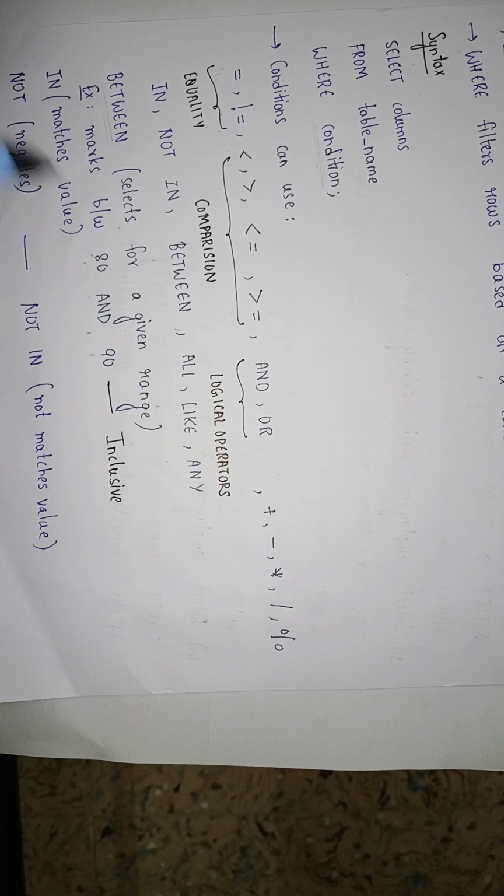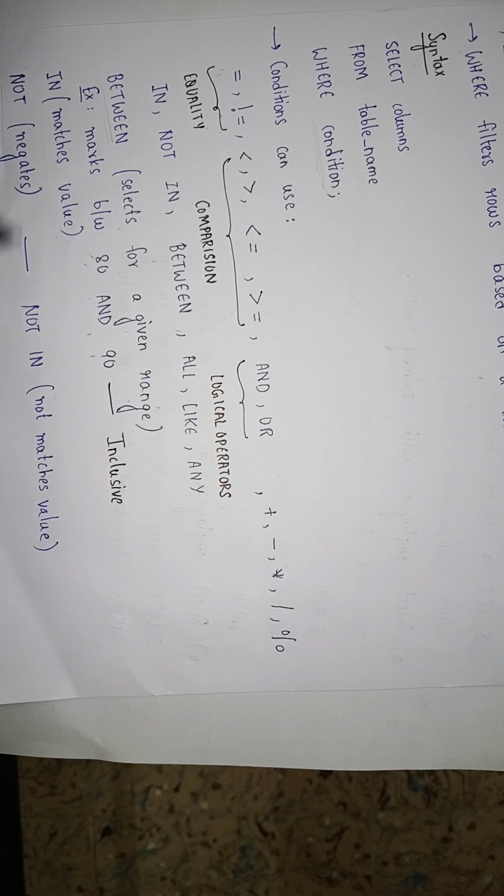Next comes in and not in. In means it matches the value, and not negates it. Suppose we write: select asterisk from students where name in, and you can give a range for name, or not in anything. You can give a range or you can give a string directly, and check whether it matches or not. We will understand in and not in further next.